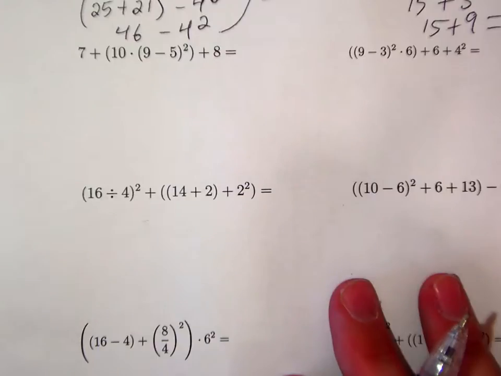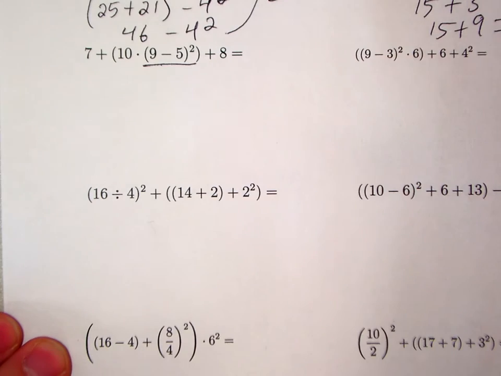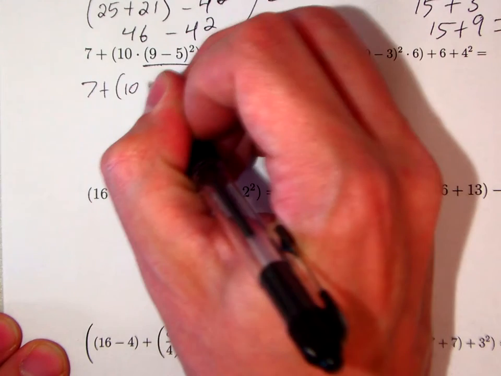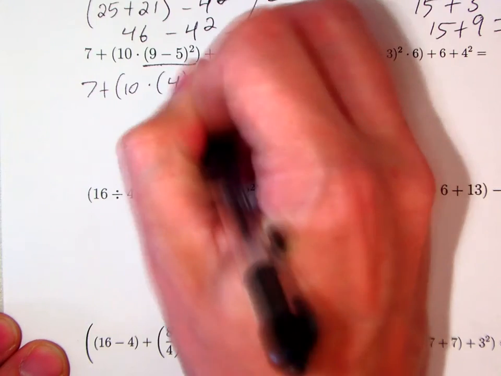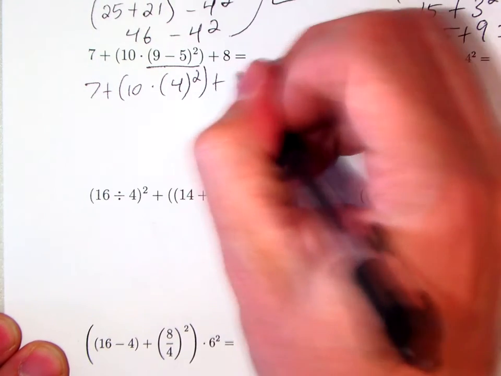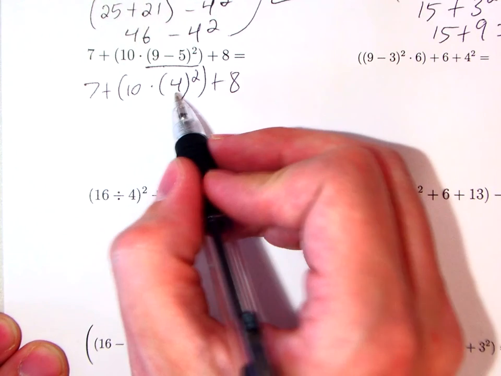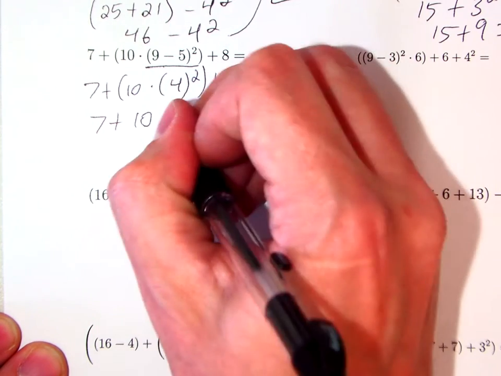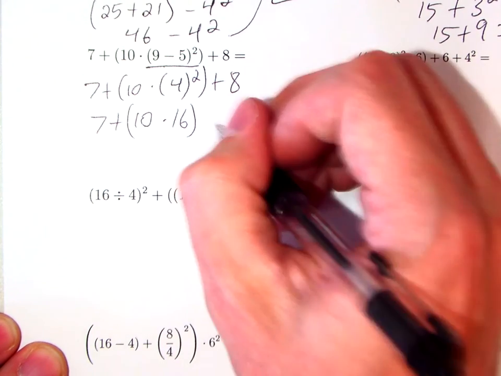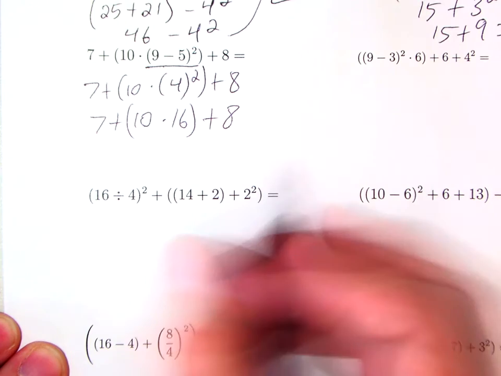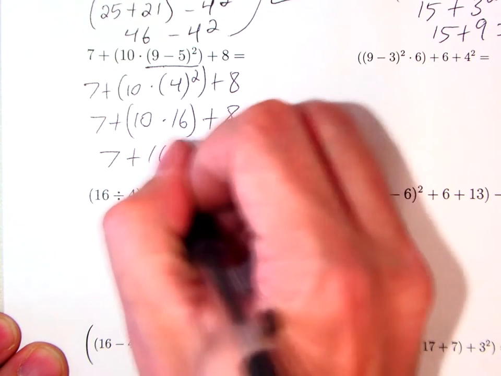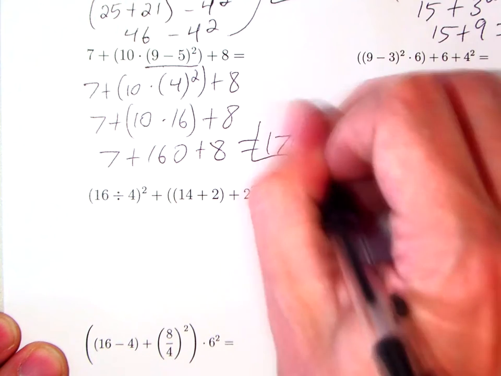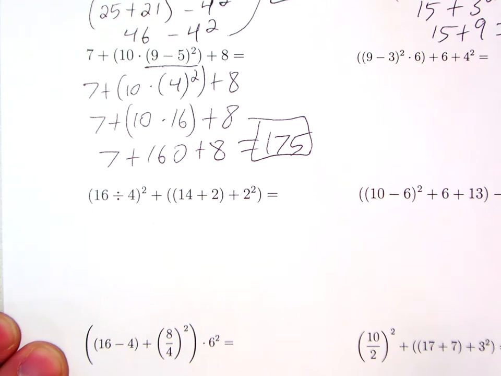Next problem. The innermost layer of parentheses, 9 minus 5, happens first. So this becomes 7 plus the quantity 10 times 4 squared plus 8. The next thing we do is we square the 4. So this becomes 7 plus 10 times 16, still in parentheses, plus 8. 10 times 16 is 160, so 7 plus 160 plus 8. And if we add all these together, we get 175.